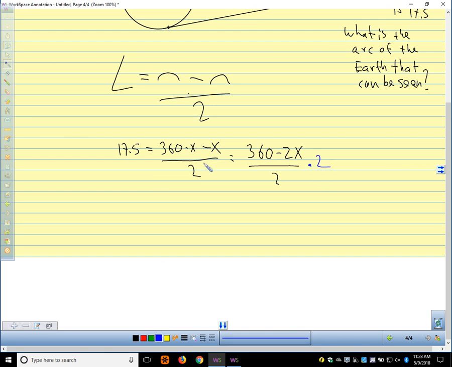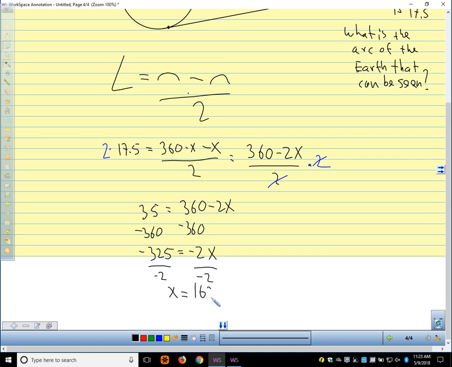All right, so we're going to do the same thing we did in the last one. Multiply both sides by 2. Those go away. 17.5 times 2 is 35. And that gives me 360 minus 2x. Those 2's go away. This is just like the last one. Subtract 360 from both sides. When I subtract 360, I get negative 325 equals negative 2x. Divide by negative 2, and x equals 162.5 degrees.